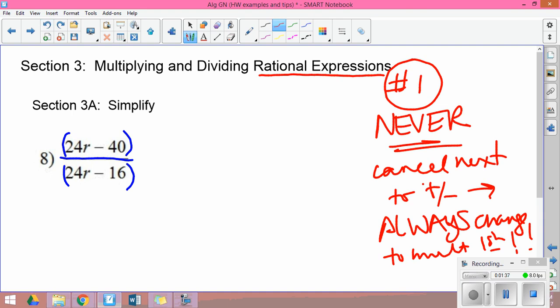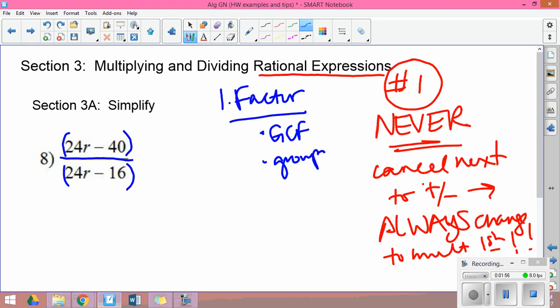So number one, put your parentheses in, and then we are going to factor the numerator and the denominator. So that work we just did, you're going to get more practice. Number one step of factoring is greatest common factor. And if we have trinomials, then we do our grouping factoring. So here I just have binomials, two terms. I'm looking for greatest common factors.